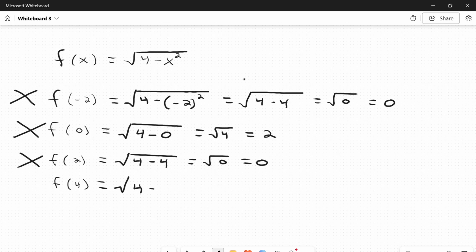So that would be 4 minus, if I plug in a 4 into the x squared, 4 squared is 16, so we're going to get 4 minus 16 inside of our square root. That is going to be the square root of -12, and that is not a real number. We call it an imaginary or a complex number because we took the square root of a negative. So that's what we're looking for.